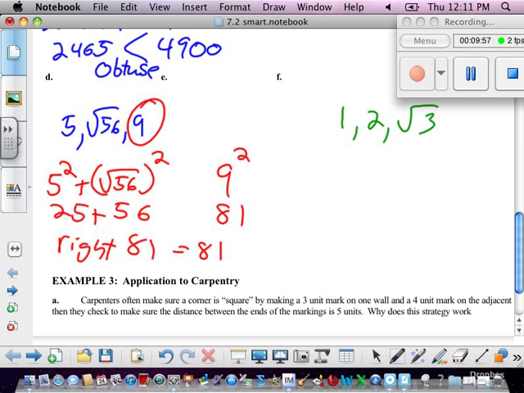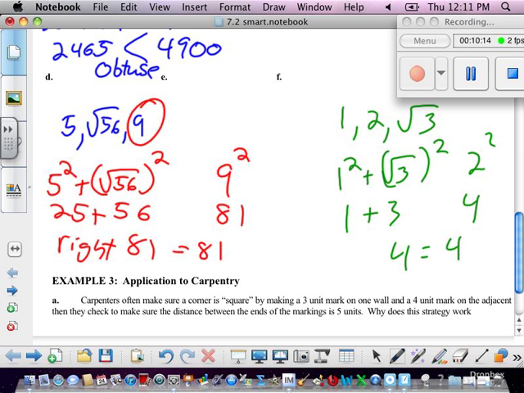What's the biggest one? 2 is the biggest one. 1 squared plus the square root of 3 squared equals 2 squared. Well, we don't know if it equals or not. Okay. So we get 1 plus 3 is 4. So 4 equals 4. So it is what kind of triangle? Great.